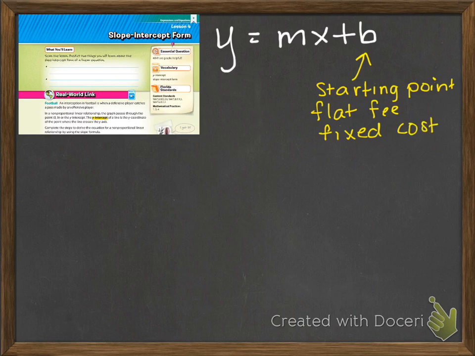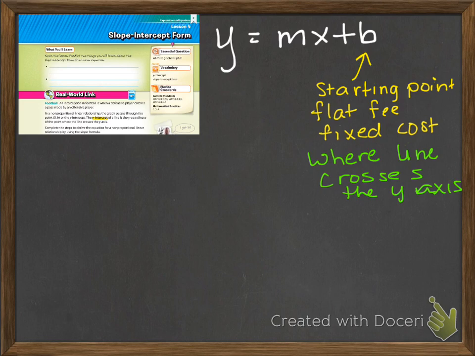And something that doesn't change no matter how many x's you get. So that'll make more sense as we go through some different things. So starting point, flat fee, fixed costs, and the number one piece of information that you need for that is going to be that it is where the line crosses the y. Okay? So where the line crosses the y-axis.